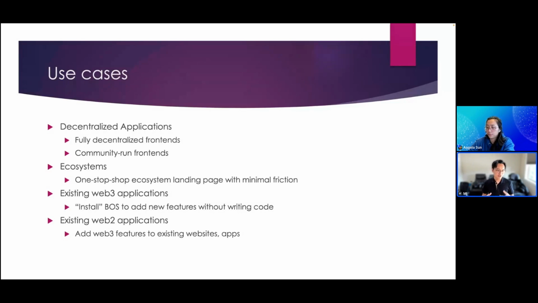And then for a lot of the L1 and L2 ecosystems out there, as I mentioned earlier, we have issues of fragmentation and discoverability, right? So there you can use the BOS to create this one-stop shop ecosystem landing page where users can discover all the marquee, real applications in the ecosystem on a single page and interact with them with minimal friction, right? In fact, we are already working with a number of ecosystems to help them create this decentralized ecosystem landing page.